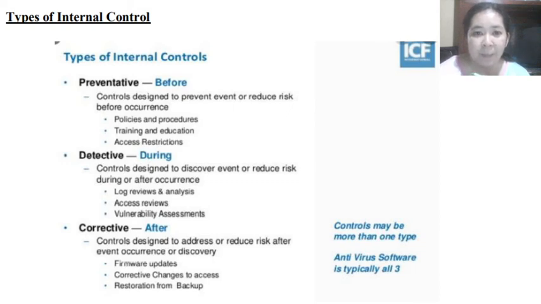And the last is corrective control. So these controls are designed to address or reduce the risk after the event or occurrence was discovered. Okay, so after it was detected by the detective internal control, corrective internal control will follow. So here, what are the examples? Firmware updates, corrective changes to access, restoration from backup. So meaning the damage, for example, has already taken place, and the entity has the policy or guidelines on how to recover it. Okay, these are the examples of your corrective internal controls.